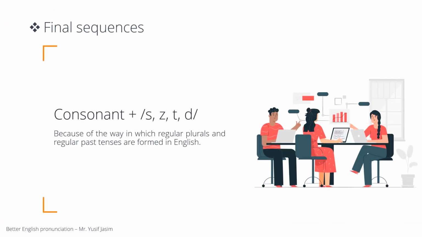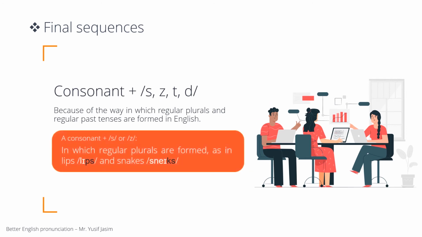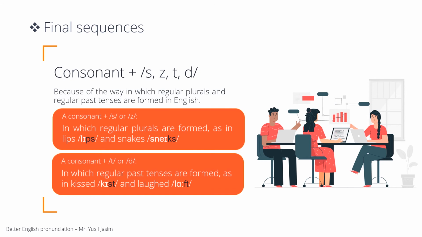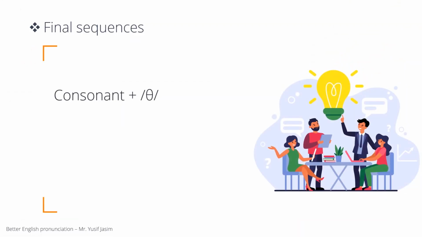The fourth type of final consonant sequences is consonant plus s, z, t, or d. Because of the way in which regular plurals and regular past tenses are formed in English, there are many sequences of a consonant followed by s or z and a consonant followed by t or d. A consonant followed by s or z in which regular plurals are formed in English, as in lips and snakes. A consonant followed by t or d in which regular past tenses are formed in English, as in kissed and laughed. The fifth type of final consonant sequences is consonant plus th.